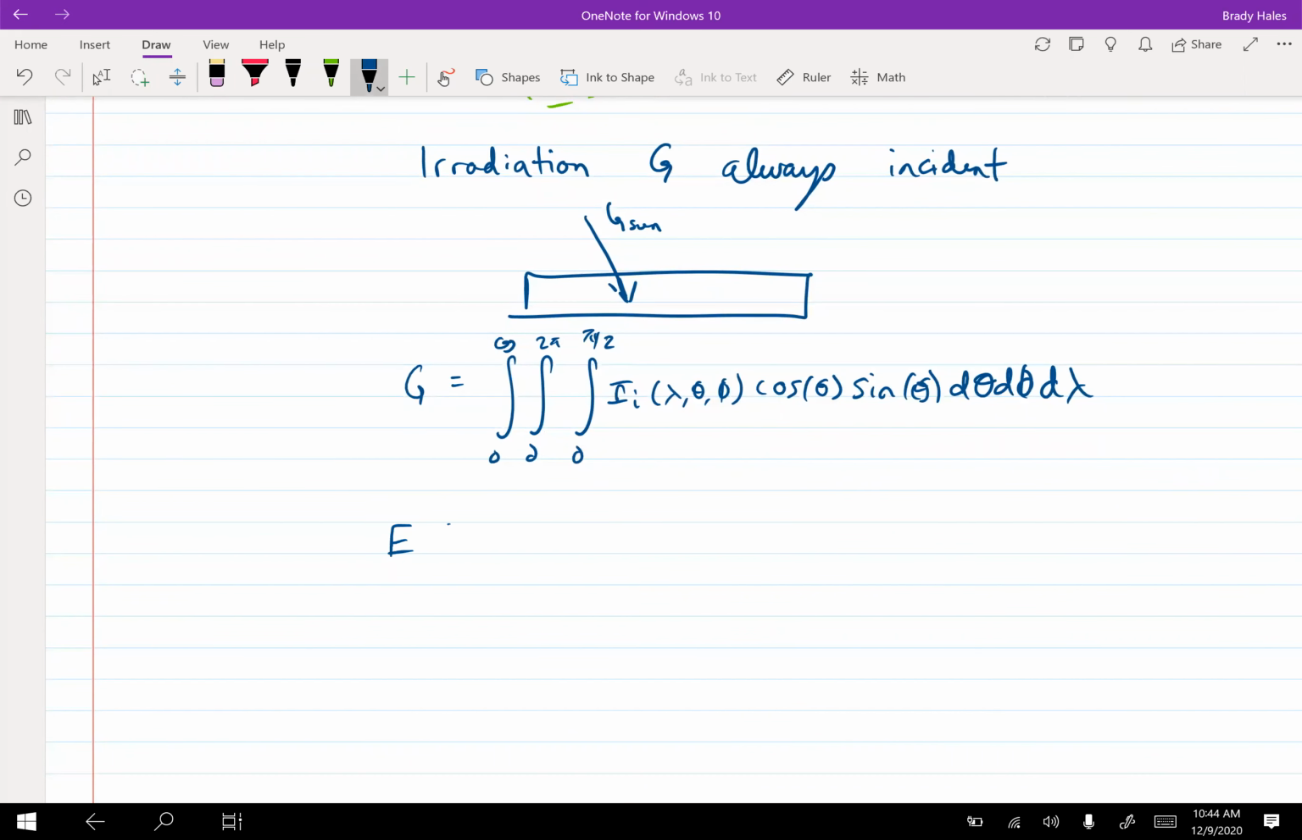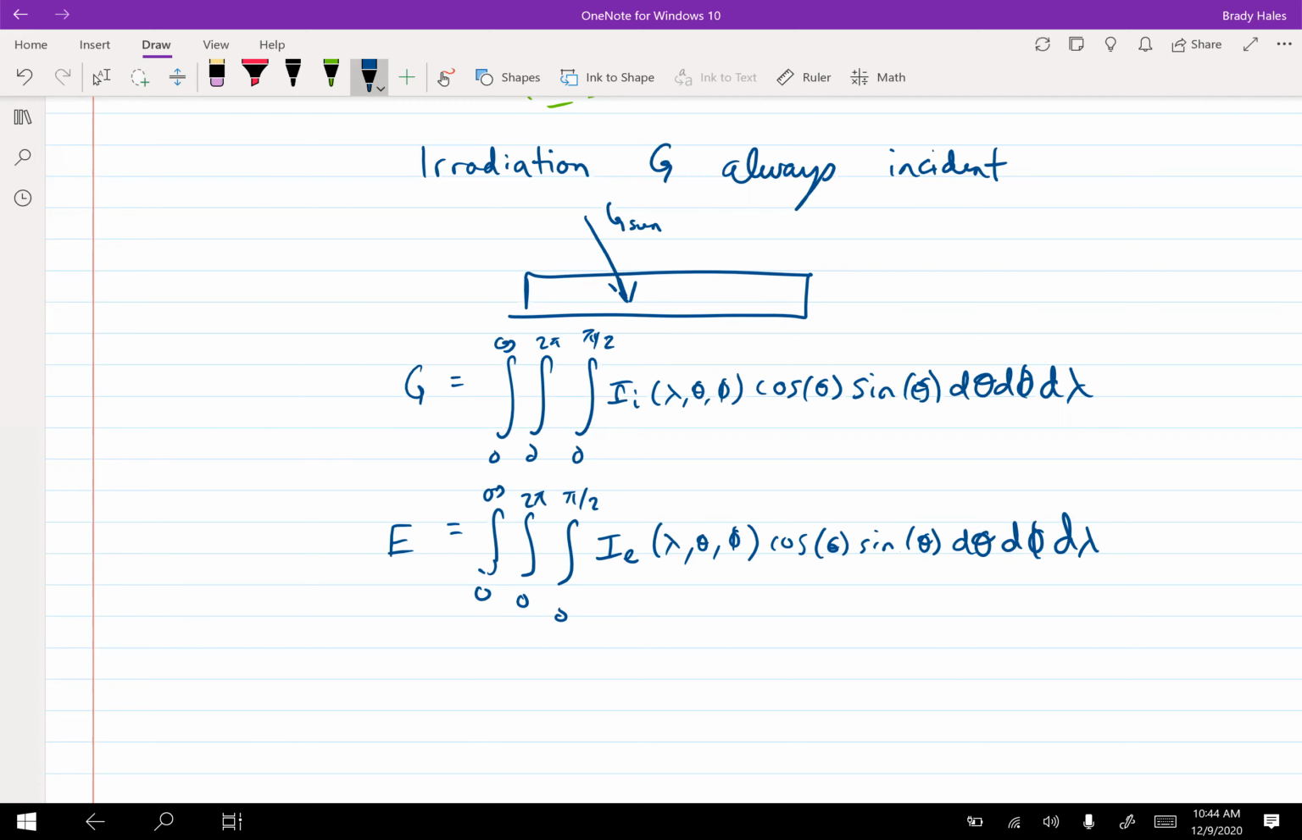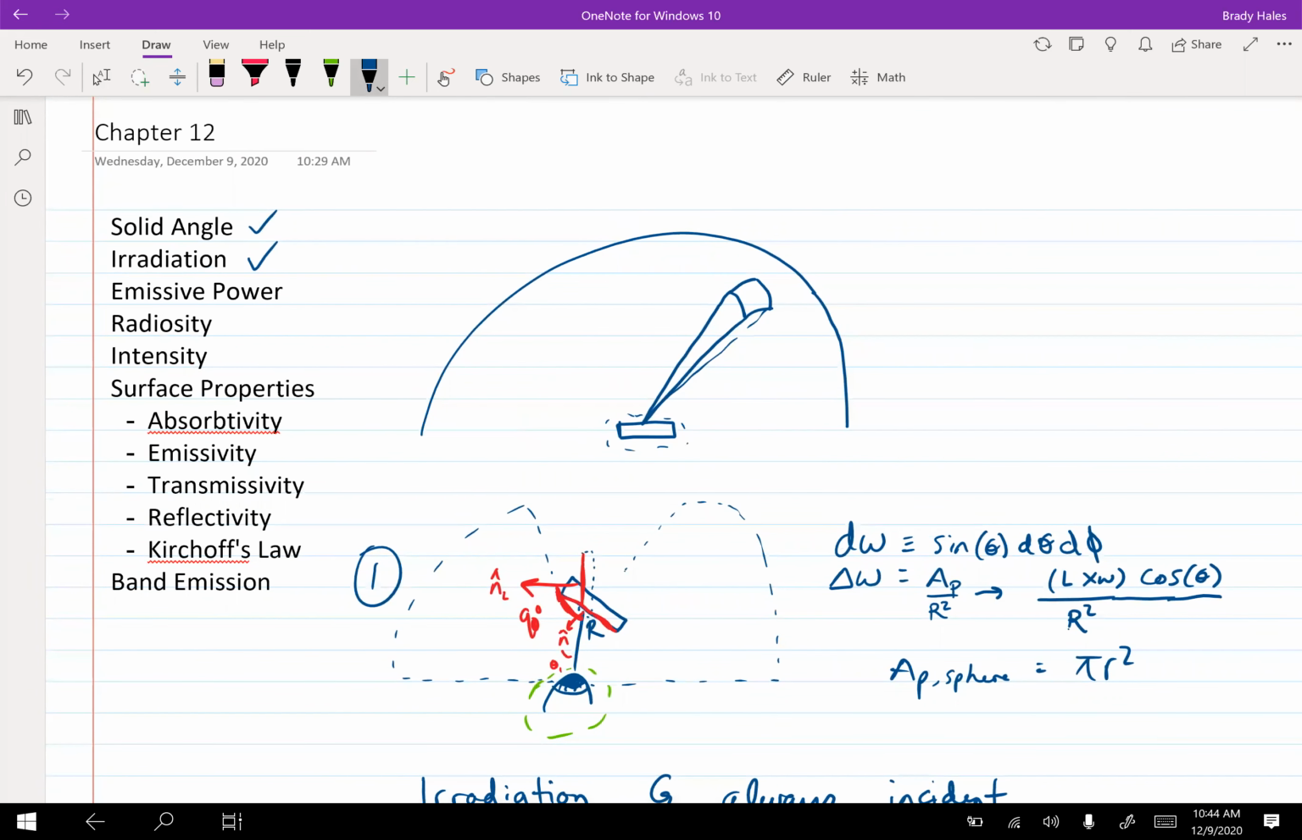And this is likewise almost the exact same thing. It's the definition for emissive power. The only thing that changes is the subscript: instead of the intensity incident, it's the intensity emitted, lambda, theta, phi, cosine theta, sine theta, d phi d lambda. So we have irradiation, anything incident on the surface, and emissive power, anything being emitted. Anything with a temperature has some emissive power.